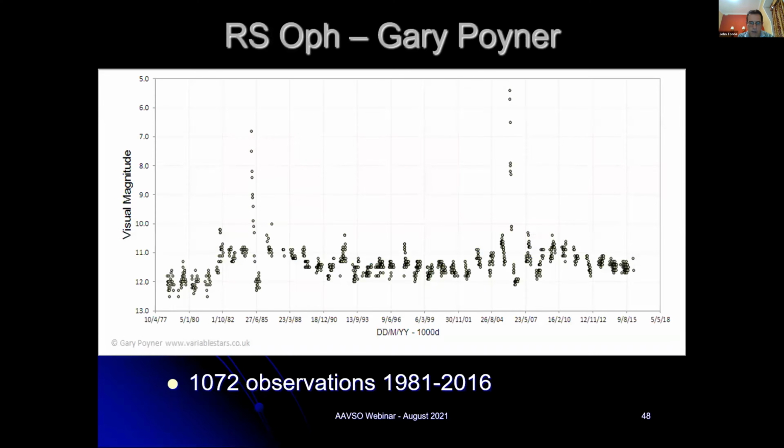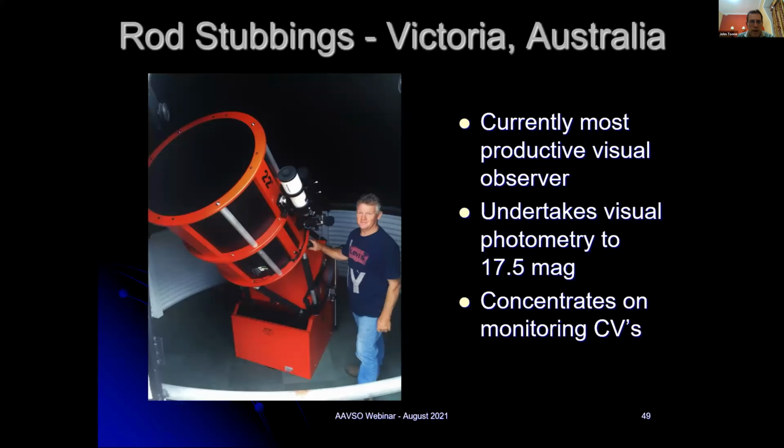Another light curve from Gary is ORS off, and you can see here 2 outbursts. And one thing to note is that after each outburst, it goes very faint in both cases, and Gary's picked that up. There'll be another light curve similar to this coming.